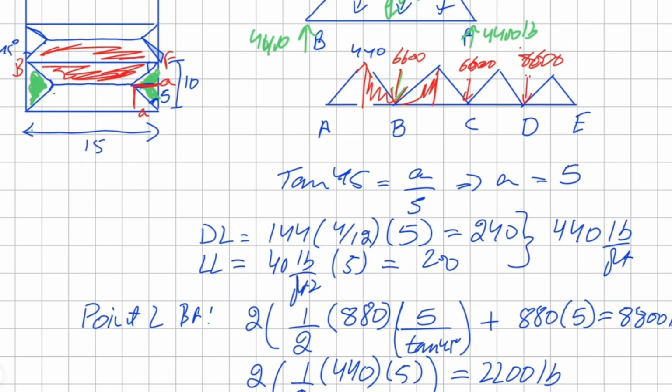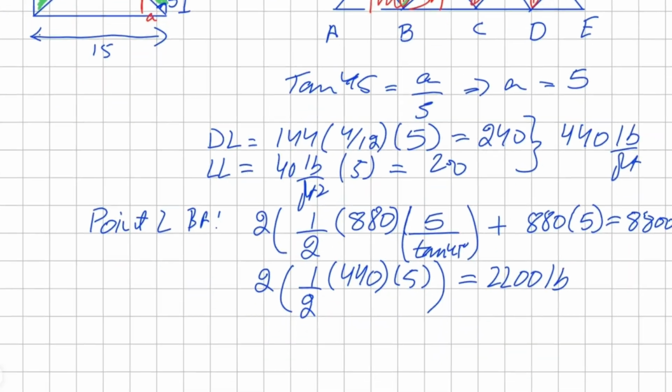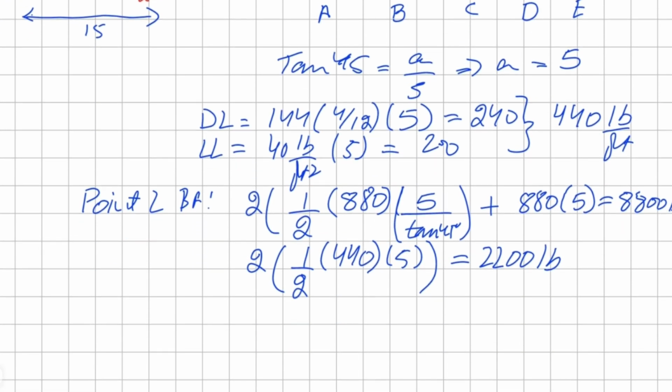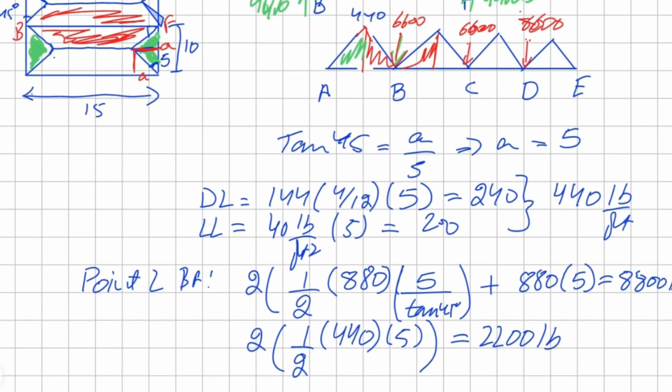For our points at A and E, we're going to have half the load from whatever our point load was for joist BF, which was 4,400 divided by 2, and then half of the load from this triangle here, and that's another 1,100. Adding both of these together, we get 3,300 pounds as our point load for points A and E.